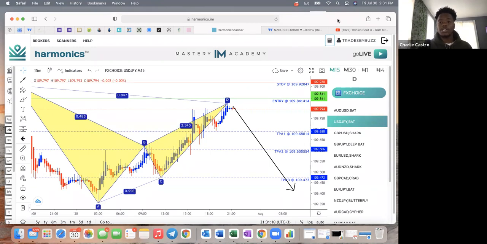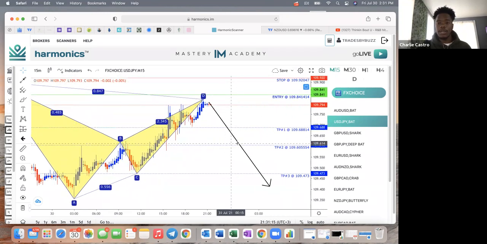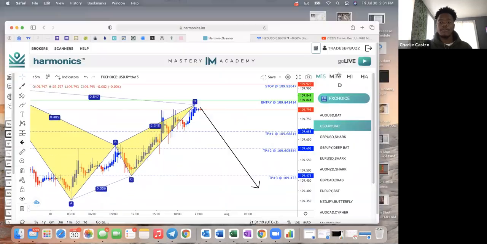When we're taking trades on the scanner, there are multiple time frames. You only want to focus on the time frames that are on the 15-minute, right?